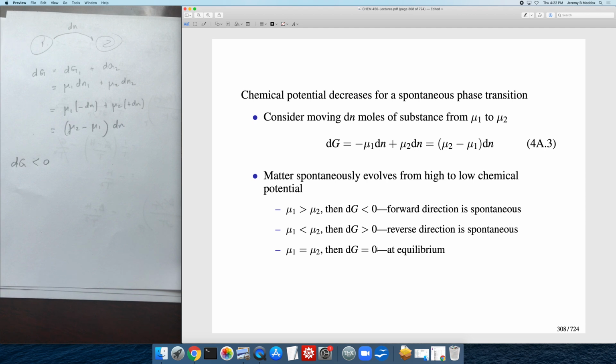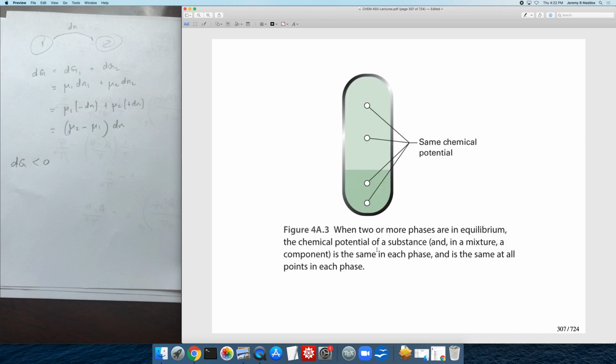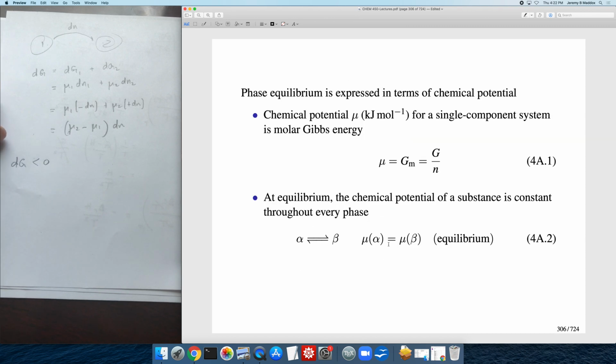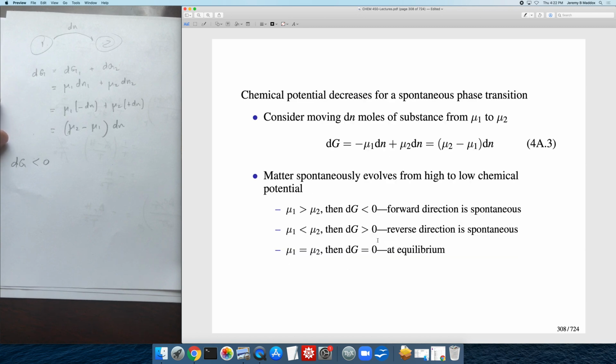And so that's the evidence for why I'm saying on this slide that this is the criterion for phase equilibrium. The chemical potential of that component in all phases is the same. That's the definition of equilibrium. And it's nothing more than the second law of thermodynamics. It's just been kind of buried in all of this notation that we're introducing.